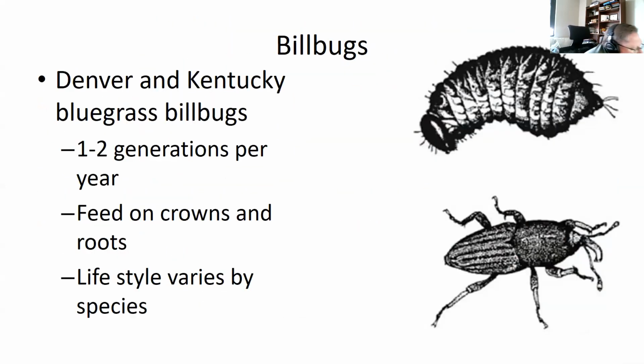Bill bugs. Now these are a different family of beetles. These are snout-nosed beetles. We have 3 or 4 species of these here. The Denver and Kentucky bluegrass bill bugs are the most common. They're actually native, and they fed on native grasses before we put in lawns, but they can have 1 or 2 generations per year. They feed on the crowns and roots, and the life cycle varies by species.